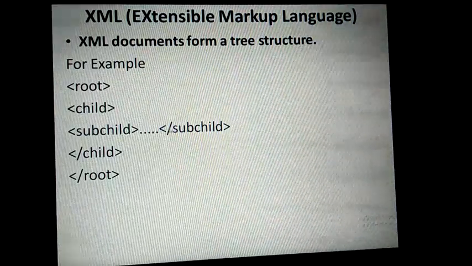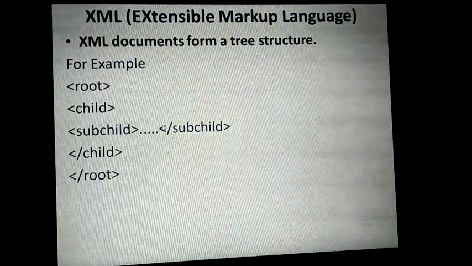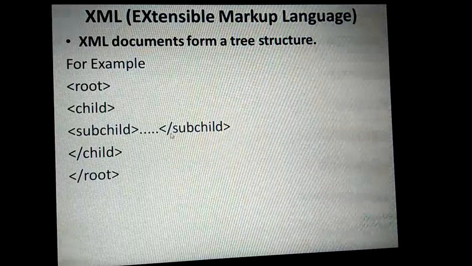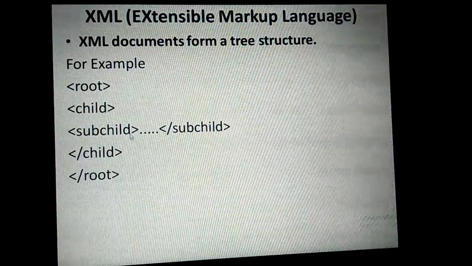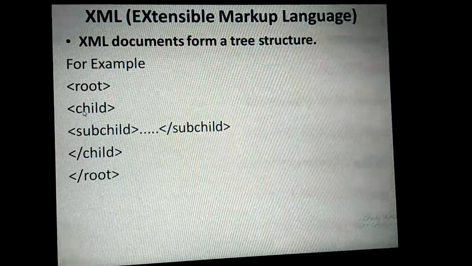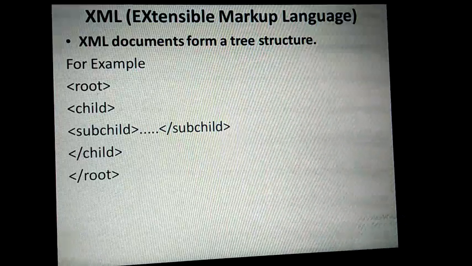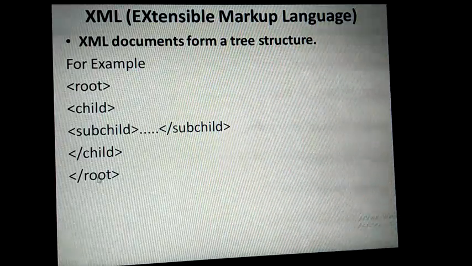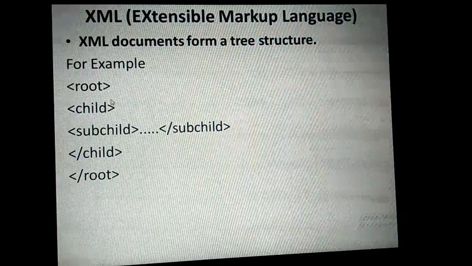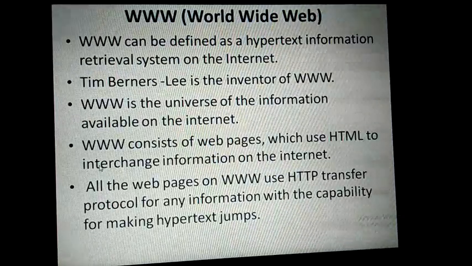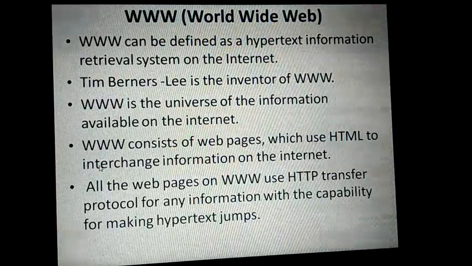Then immediately you need to close the subchild tag by using this angular bracket and the forward slash. Like HTML, we need to use this forward slash in order to end the tag name, and then next another child is closed here, and then finally root is going to be closed. The tag which is initially opened will be closed at the last. Like that we need to follow the tree structure in the case of this extensible markup language. These two languages are used for creating the website.